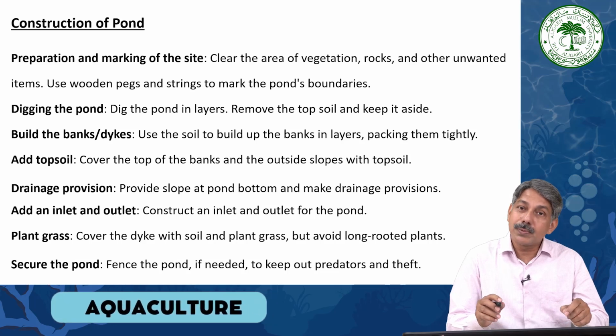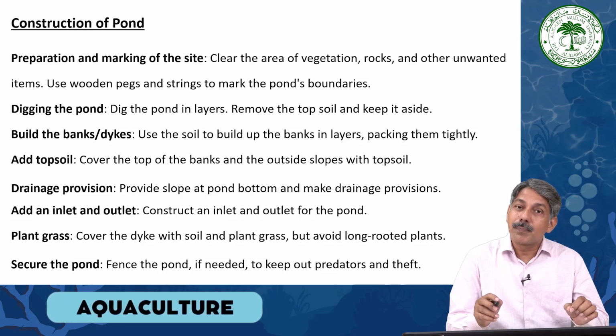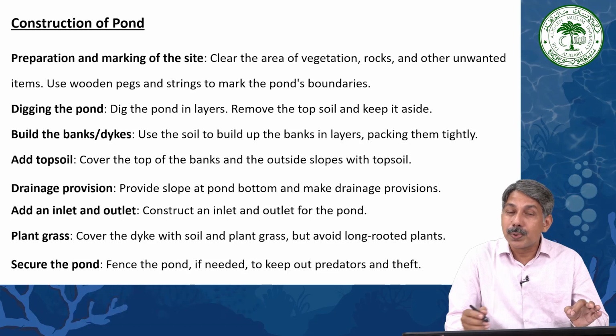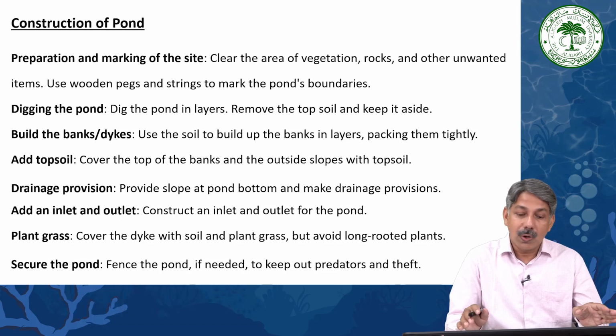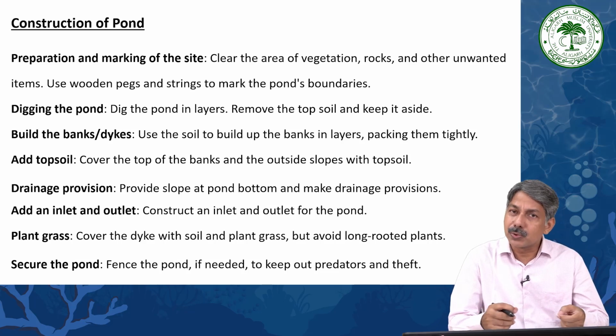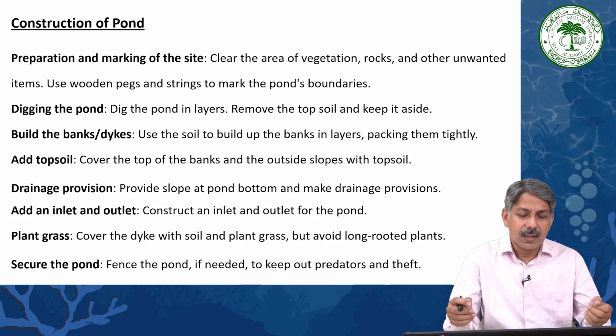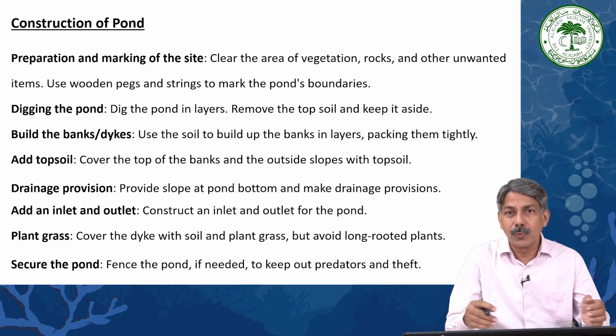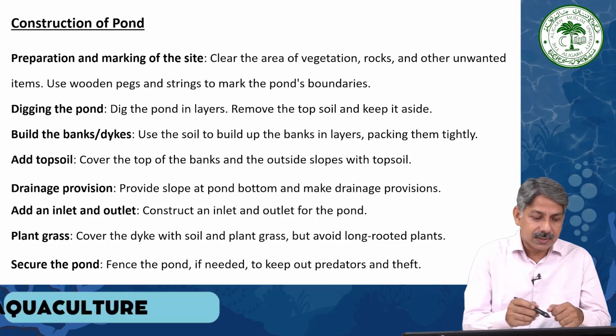Then you will have to mark the slope required towards one side of the pond. So when you do all these markings, you can use wooden pegs or something to identify those marks, and then you can use strings or whatever is available at your place in order to have the proper identification of the regions.